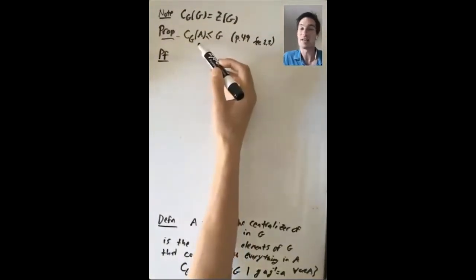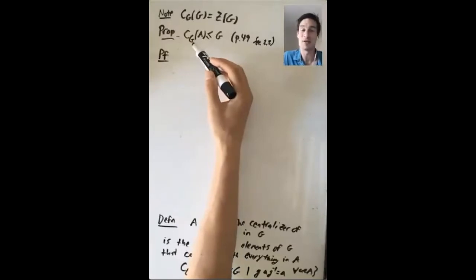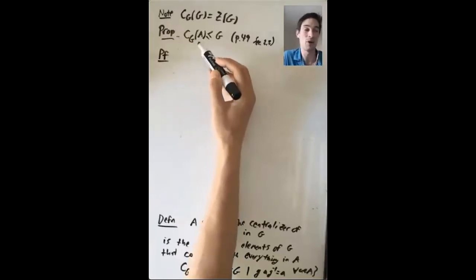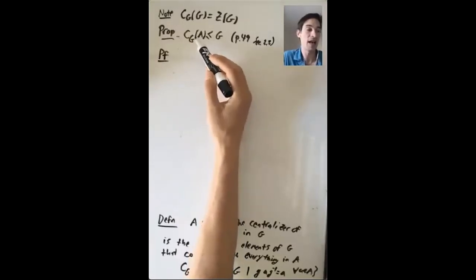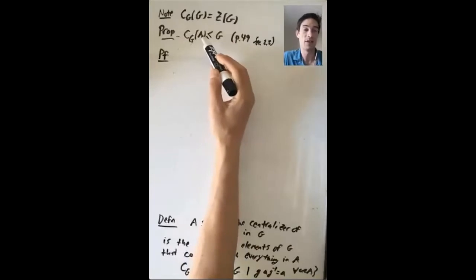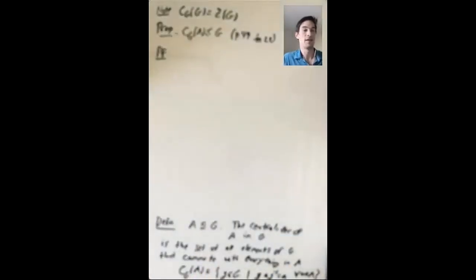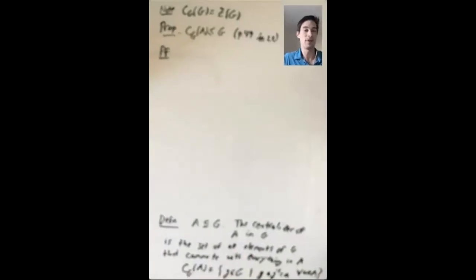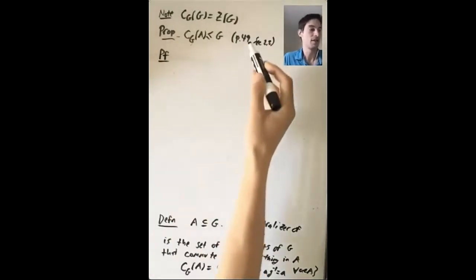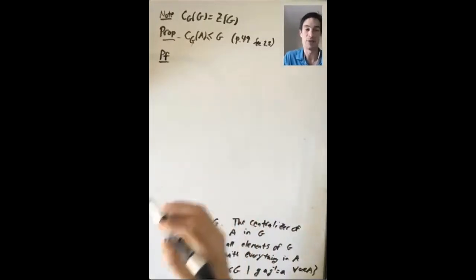Okay, so I said that the center of a group is a subgroup. That's one instance of this more general fact that for any subset A, the centralizer of that subset is a subgroup of G. Okay, so let me say something about the proof. This is on page 49 in section 2.2 of Dummit and Foote.